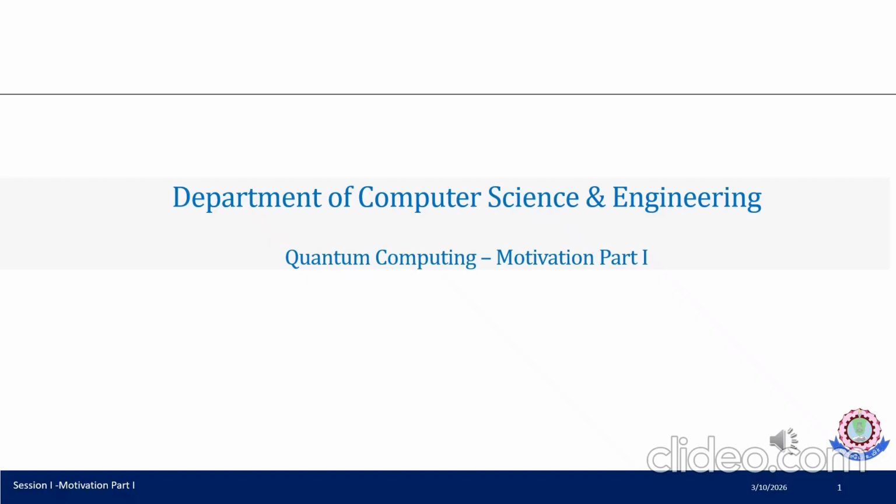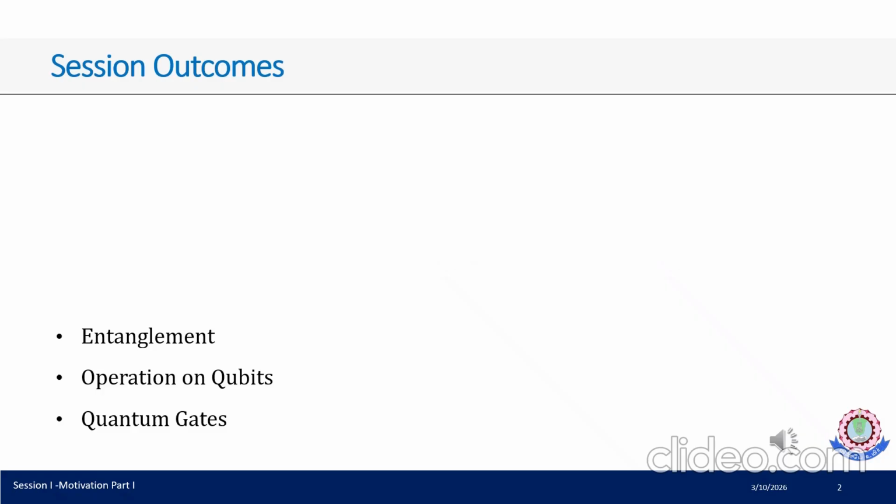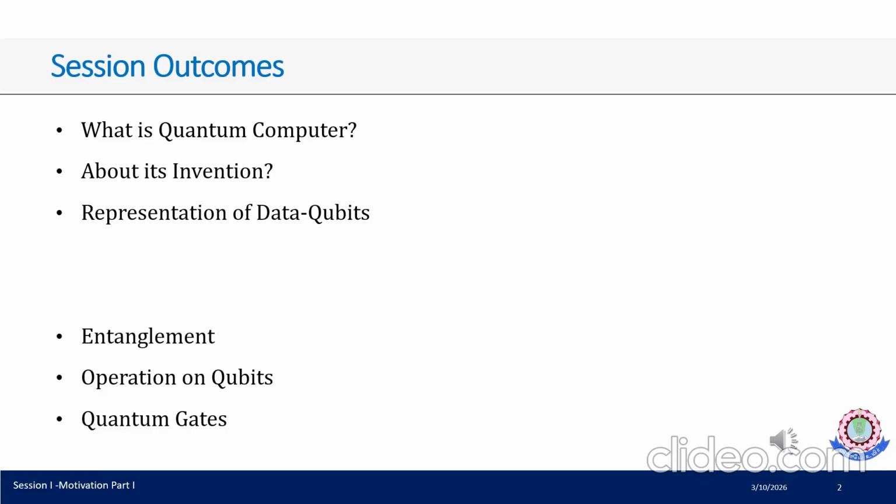So, dear students, we are going to see the next session, quantum computing, part 1. The session outcomes are: what is a quantum computer, its invention, representation of data in qubits, superposition, data retrieval, entanglement, operations on qubits, and quantum gates.